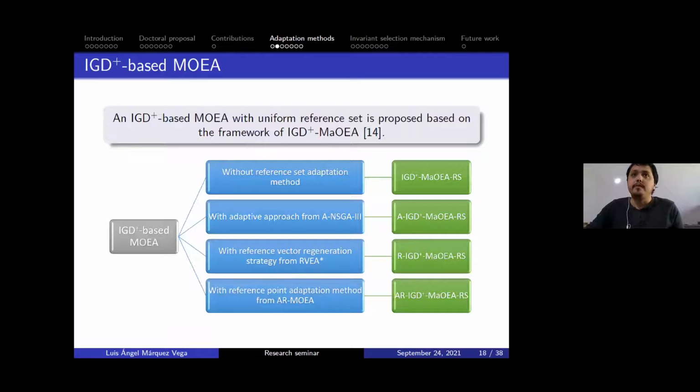For this assessment, we propose an IGD plus based MOEA, which is an indicator-based MOEA that uses the IGD plus indicator as selection mechanism. The IGD plus indicator measures the similarity between an approximation set and a reference set. 4 different versions of this MOEA are proposed. The first version uses the uniform reference set without any adaptation method, while the other 3 versions use the adaptation method from ANGA3, RBA star, and AR-MOEA.